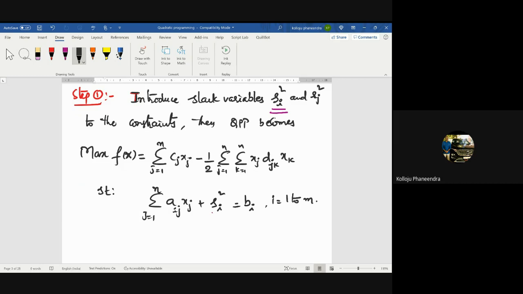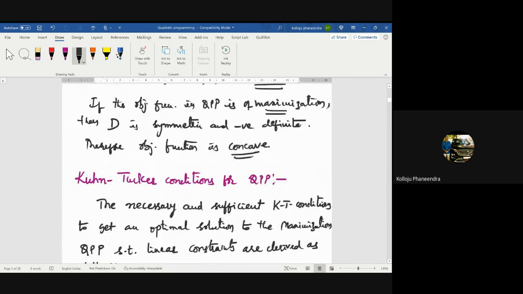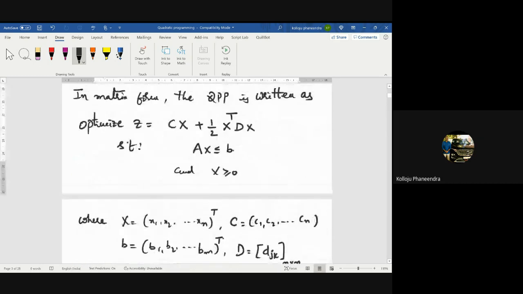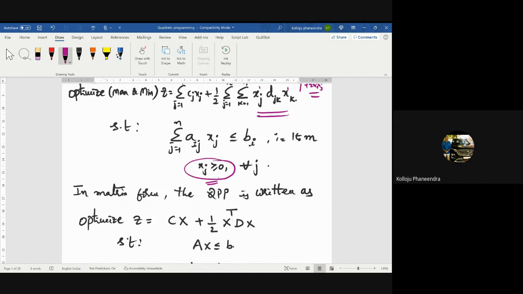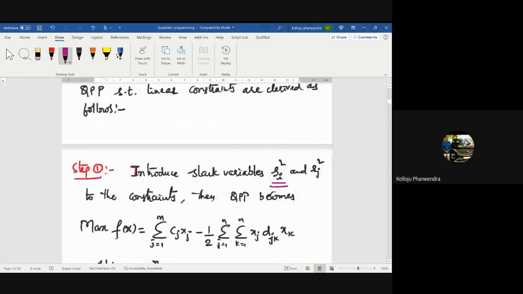And one more important point is, here in quadratic programming problem, these non-negative restrictions are also included in the constraints. In general, in simplex method or the previous Lagrange's method, Kuhn-Tucker conditions, we are not involving these non-negative restrictions into the problem. Now in quadratic programming problem, these non-negative restrictions are also included. How those are included, I'm giving here.